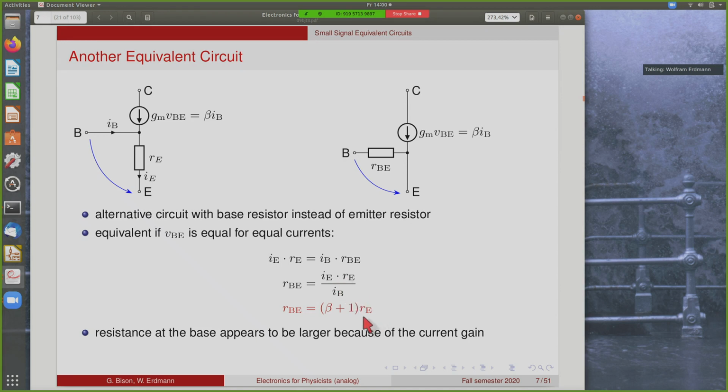So the two pictures are consistent if RBE is beta plus 1 times RE. So you can also read this that the resistance at the base appears to be larger by this factor than the resistance at the emitter because of the current gain of the transistor.